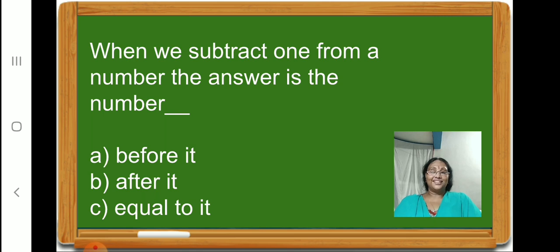in the previous slides. Okay, I will give you an example. Okay, children, when we subtract 1 from 4, the answer is the number just before it, that is 3. Got it? Okay. So when we subtract 1 from a number, the answer is the number before it. Therefore, let us click on option A, before it, which is the correct answer.